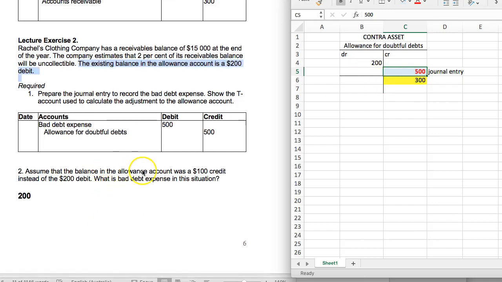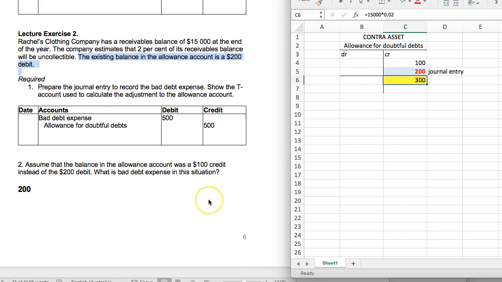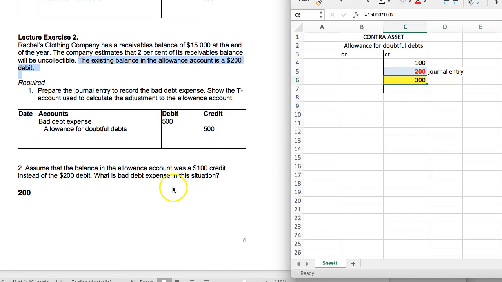Okay, so in number 2, what if we cancel that? And what if we said that there was a 100 credit? What number would you need to put here? 100 plus something equals 300. The something is 200. All right, so please have a practice of those questions.